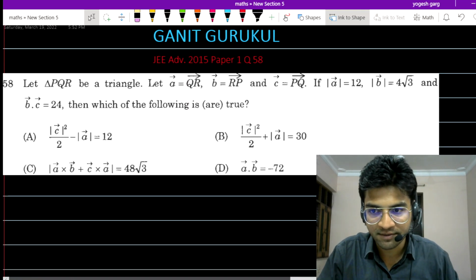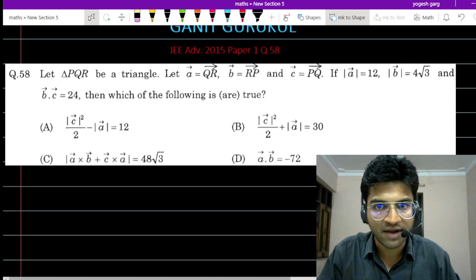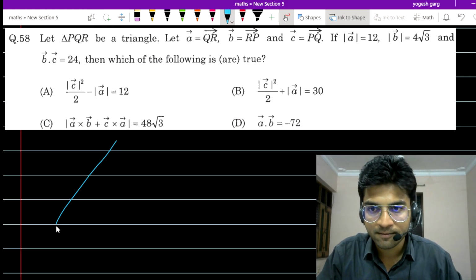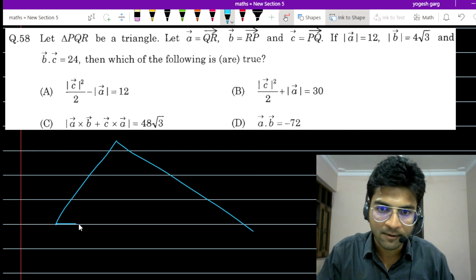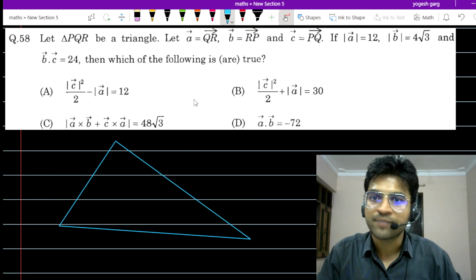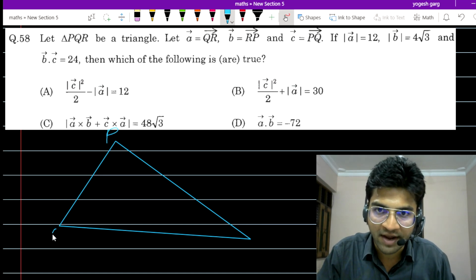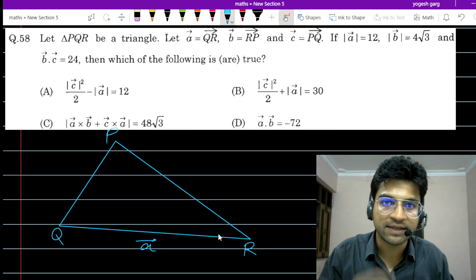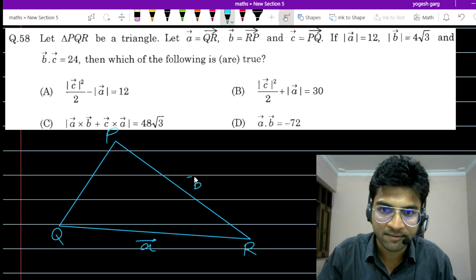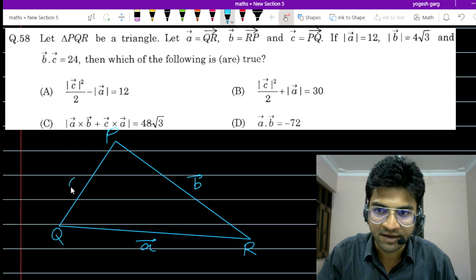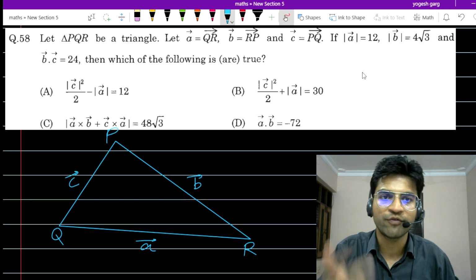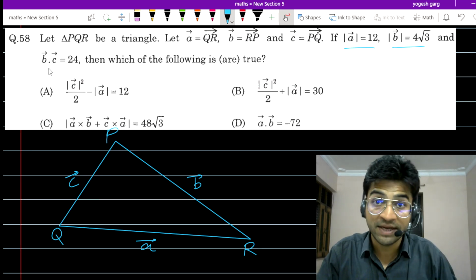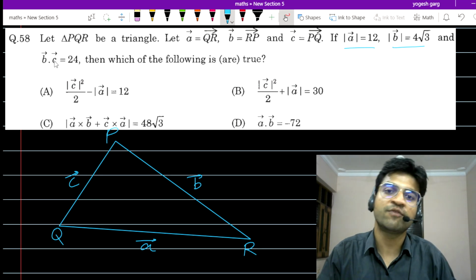Let us make a triangle first. Fine, so PQR is the triangle. This QR is A vector, this RP is B vector, and this PQ is C vector. So mod of A vector is equal to 12, mod of B vector is equal to 4 root 3, and B dot C is equal to 24. Then which of the following is or are true?